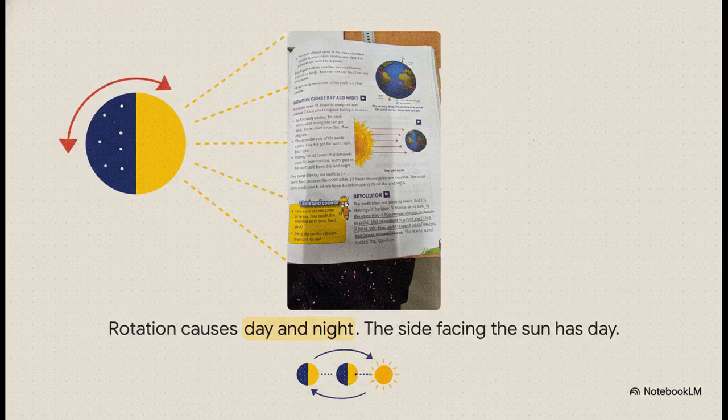So, this 24-hour spin has one very, very direct result: day and night. It's just that simple. As the Earth rotates, the side that's facing the sun gets blasted with light. That's daytime. And of course, the side facing away is in shadow, and that's nighttime. It's a perfect continuous cycle.